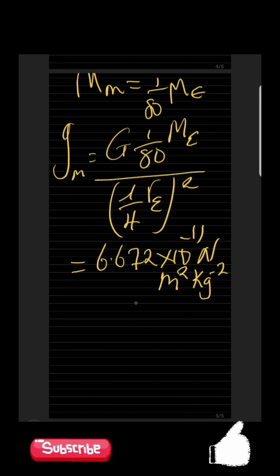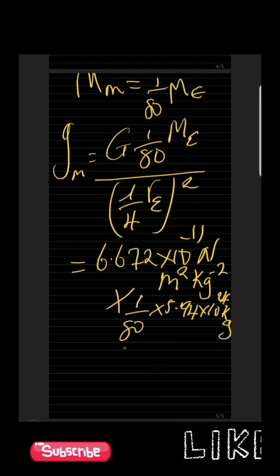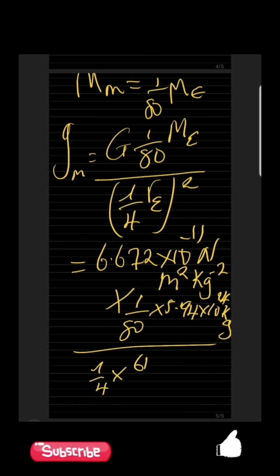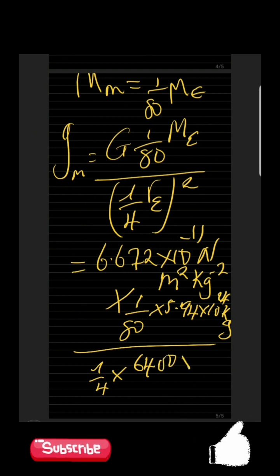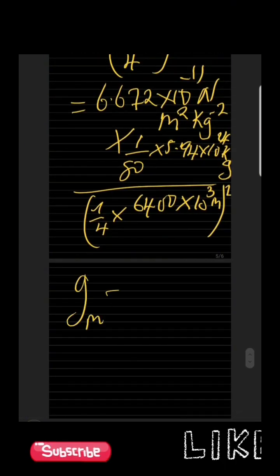times 1/80th the mass of the earth, which is 5.94 times 10 to the 24 kilograms, all that divided by 1/4 times the radius of the earth. Radius of the earth is 6,400 kilometers, but we need the SI unit in meters, so times 10 to the power 3 meters, but all that squared, don't forget to square it. So from here you will just substitute, and you have your acceleration due to gravity on the moon.